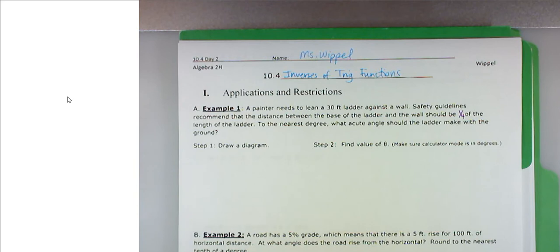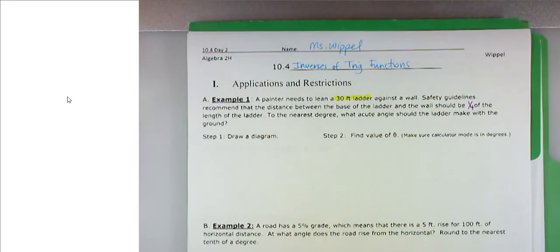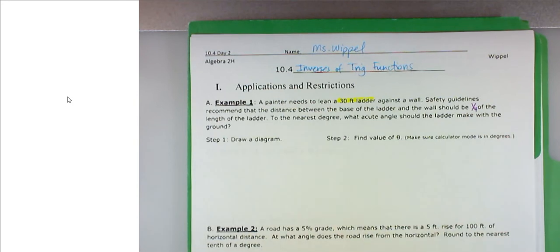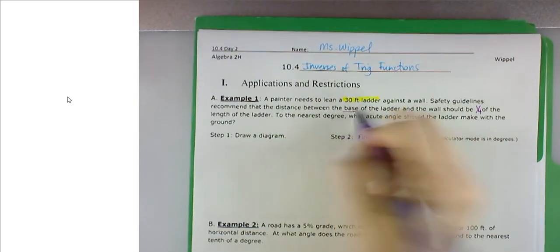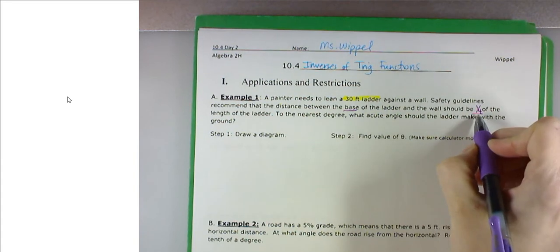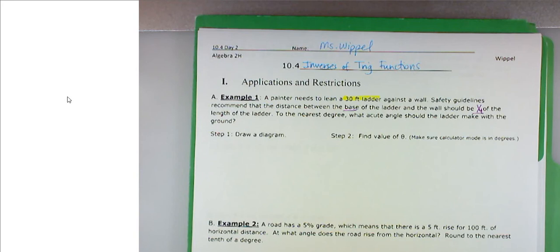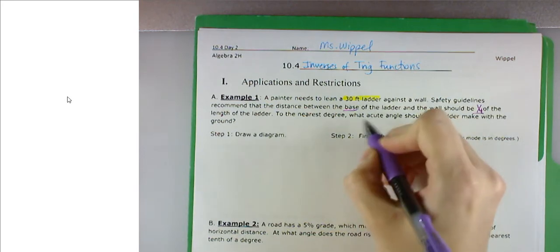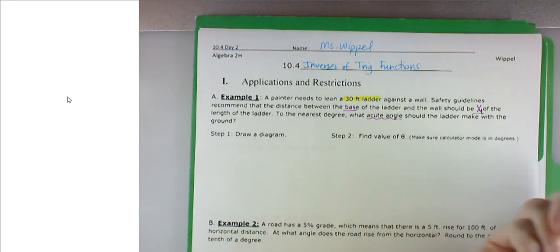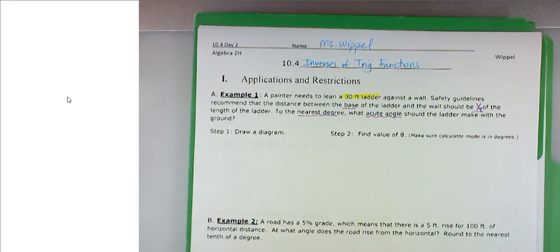So a painter needs to lean a 30-foot ladder against a wall, and the safety guidelines recommend that the distance between the base of the ladder and the wall should be 1/4 of the length of the ladder. To the nearest degree, what acute angle should the ladder make with the ground?